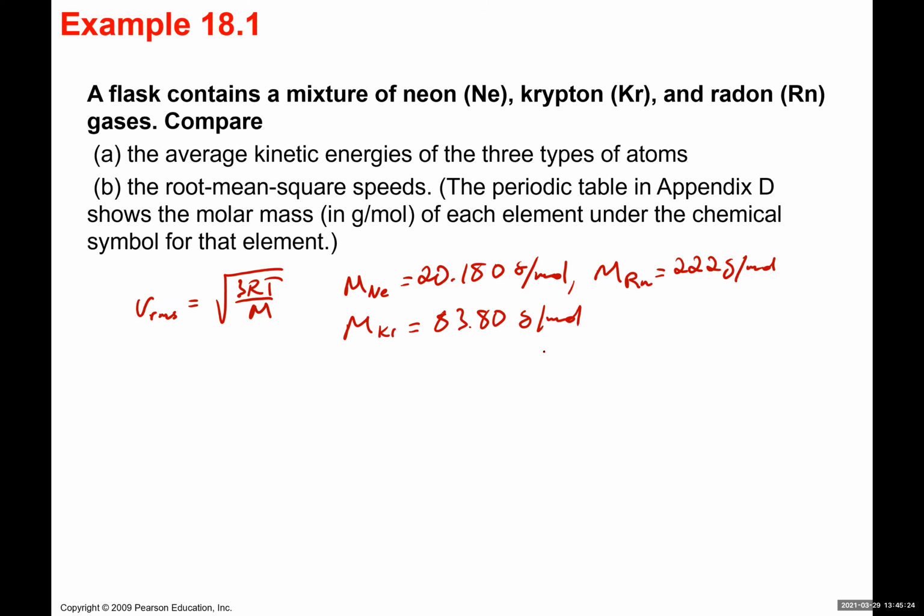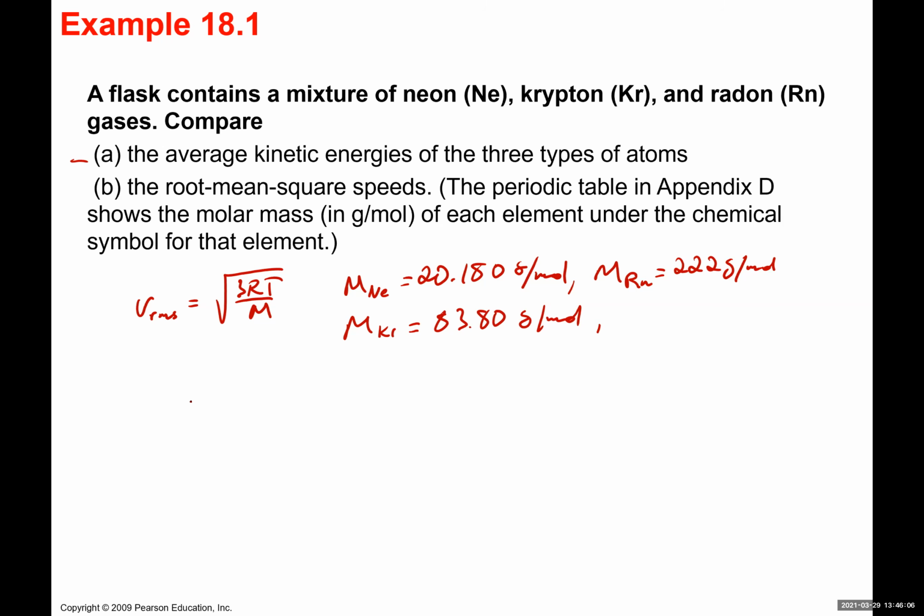All right, so hopefully by just looking at this, you should be able to see that radon is the heaviest, and neon is the lightest of the three in this mixture that we have. Okay, so taking these to be our initial values, we're assuming that the temperature of the mixture is such that all those elements have exactly the same temperature. Now, part A says, what is the average kinetic energy of these three types of atoms?